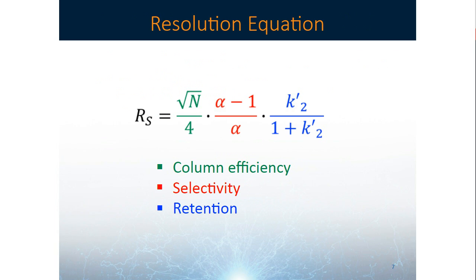So why are we so interested in selectivity? Well, that's because it really plays a key role in the resolution equation. And here I have the resolution equation with its 3 different terms. Column efficiency term listed in green font, the selectivity term listed in red font, and the retention term listed in blue font. So we're sort of taking for granted that we have adequate retention, so I'm not going to spend much time talking about retention in this particular webinar, but I am going to talk about, in particular, column efficiency.